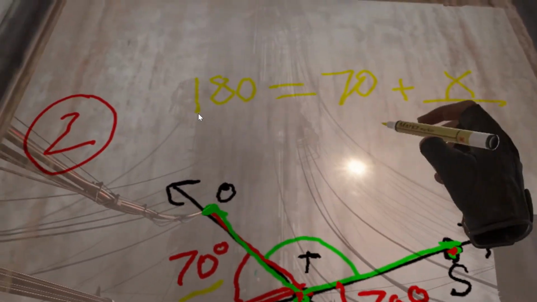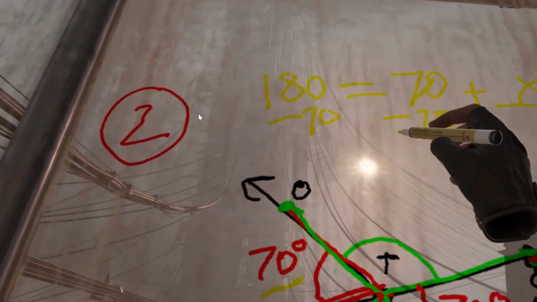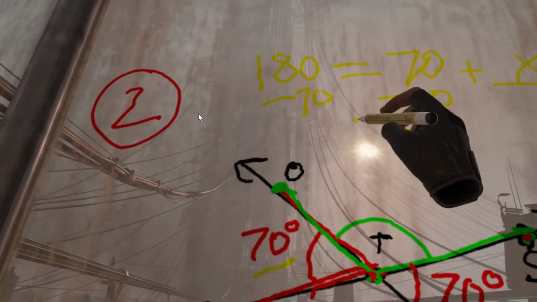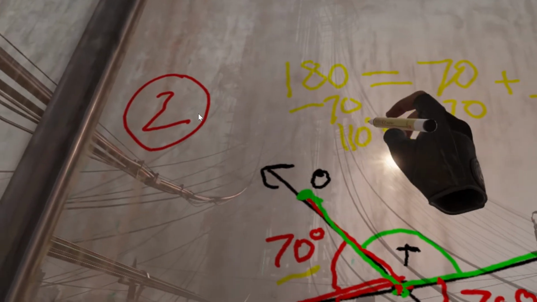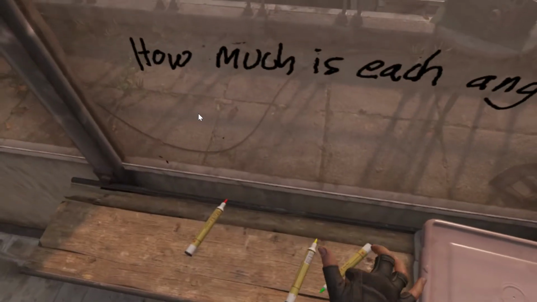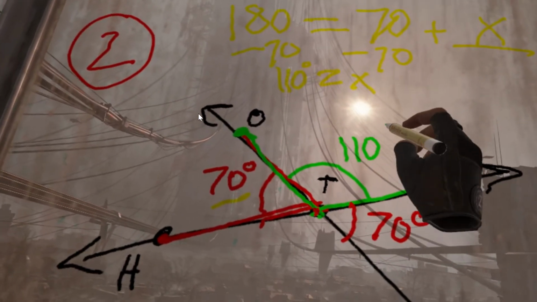And I need to solve for X, so subtract 70 from this side, subtract 70 from this side, and I get X equals 110 degrees, okay? So now I know that this angle here is 110 degrees.